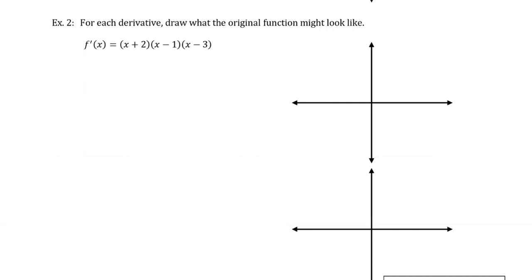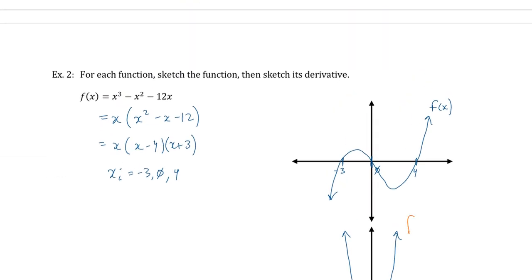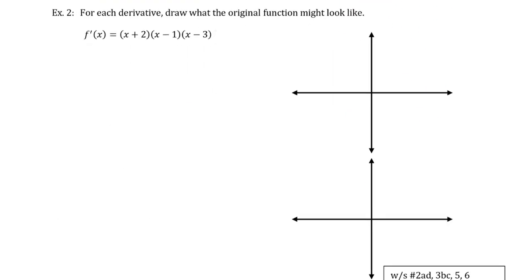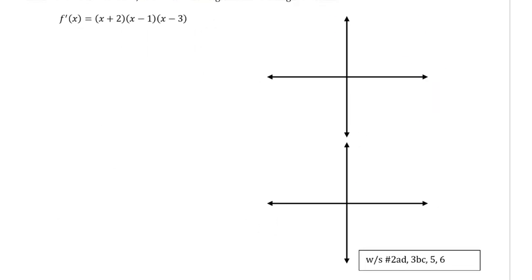For each derivative, there's only one. For the derivative, draw what the original function might look like. So first we have to draw the derivative. Oh, I forgot to label one of them. You might want to label them in case you look back at it after. Just make sure that you know which one's which. I'm going to draw the derivative on the bottom and the original on top, just to be consistent. This one's already factored for us. So this one has x-intercepts of -2, 1, and 3.